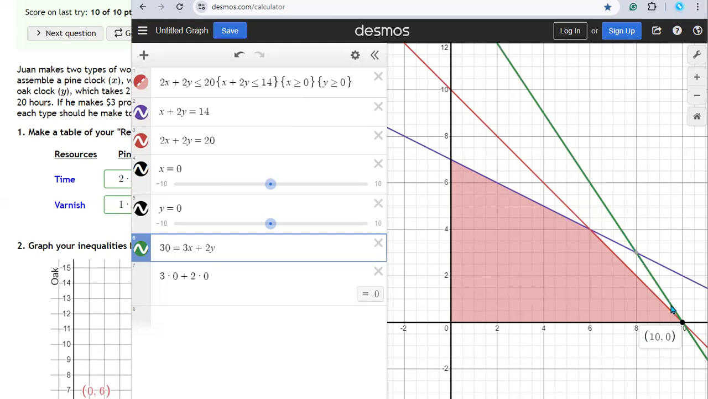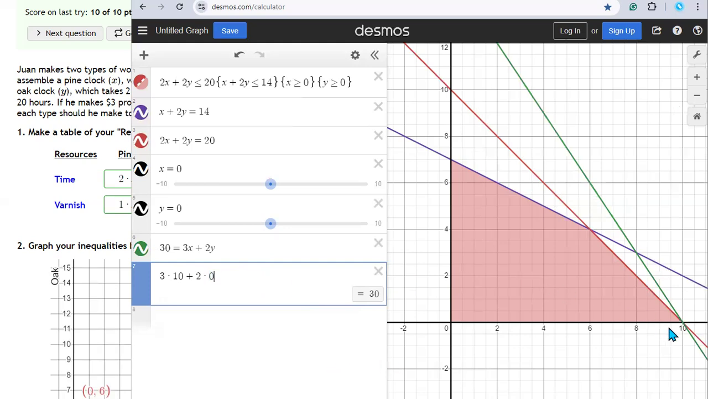The profit function is really, really steep. Its slope is much larger than both constraints' slopes. So 10, 0 ends up being the optimal solution. And we can verify that by plugging 10 into here and 0 into here, and we get 30.